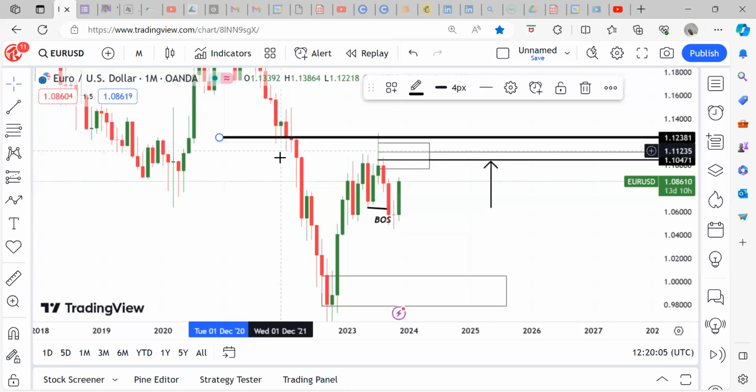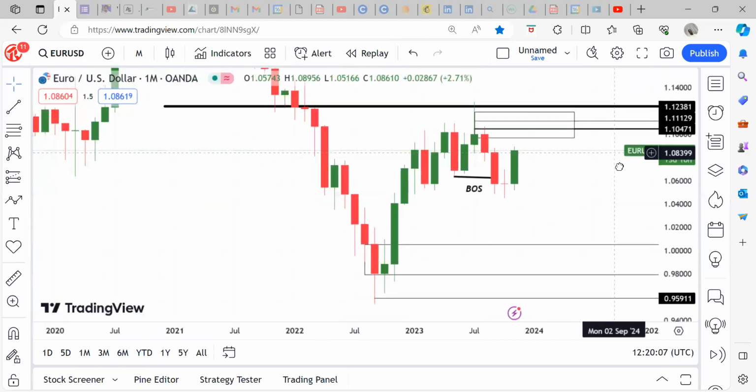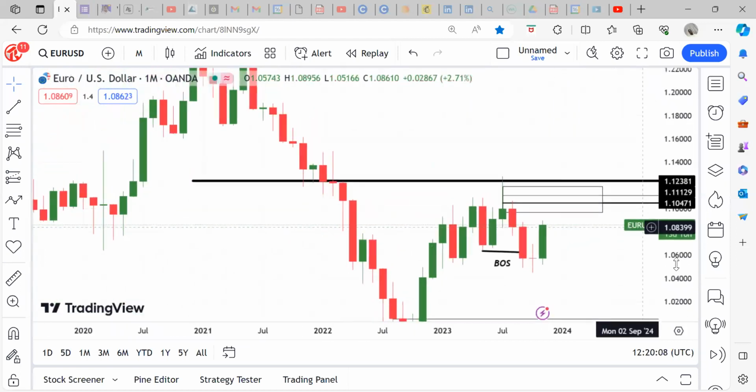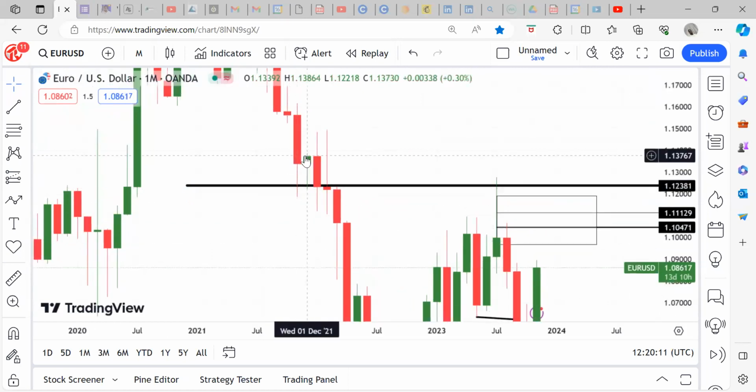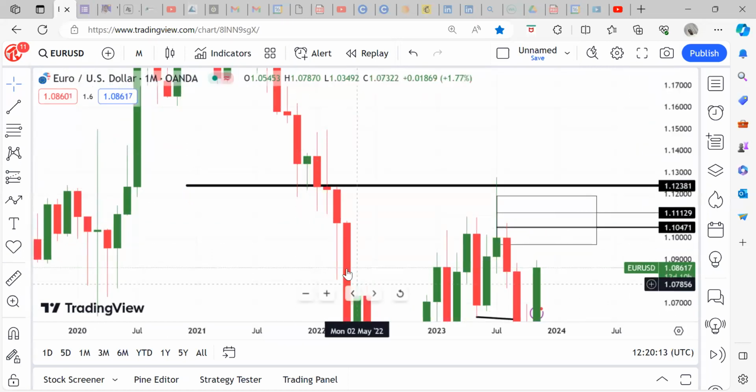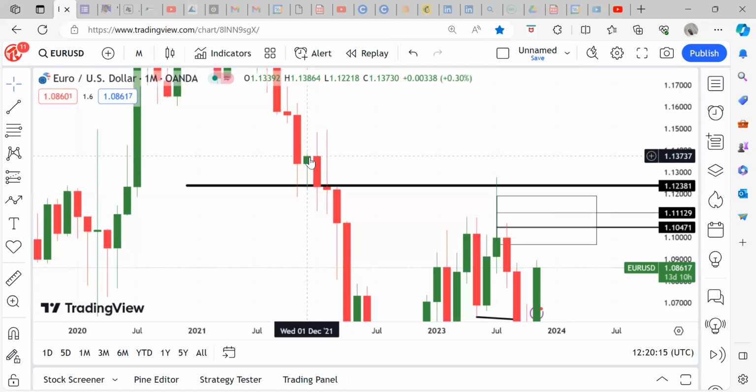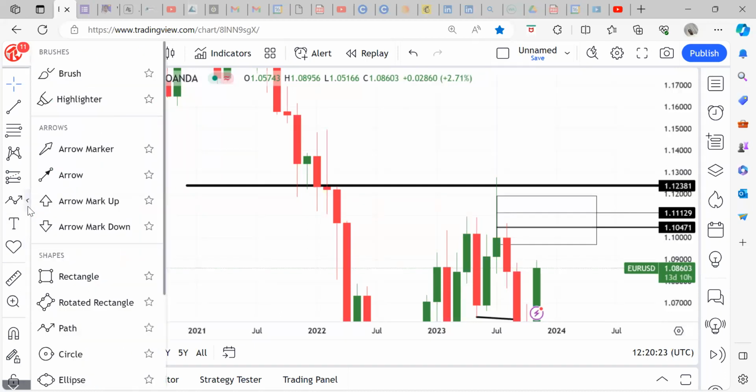Even if you look closely, for those of you who really understand the concepts of ICT, this is an order block. This candle, the last bullish candle before this decline, is a bearish order block. Am I correct? Are you guys following? Am I correct? Bearish order block, right?